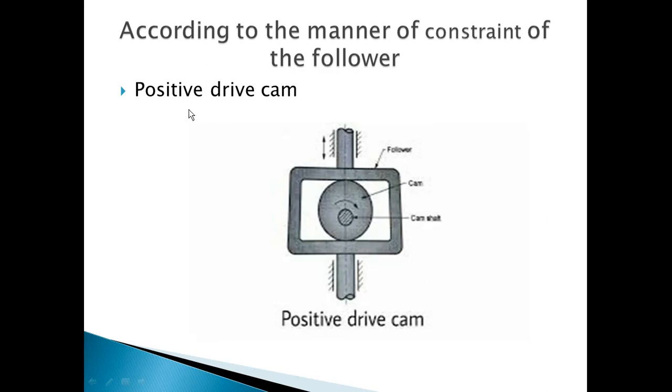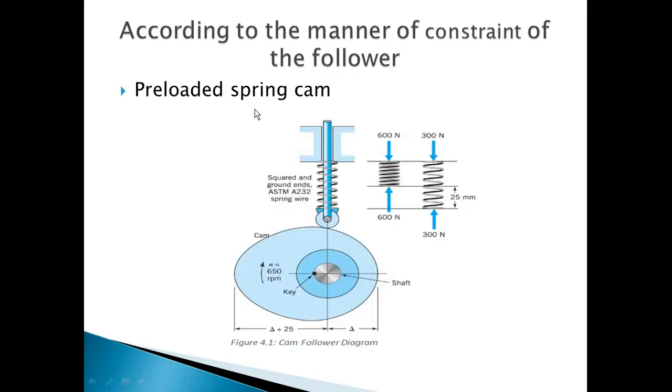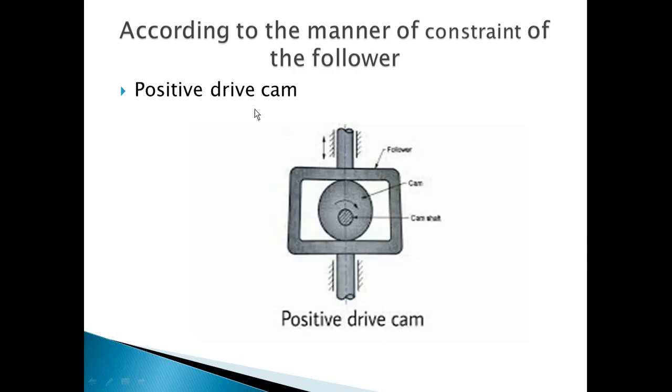The first category is a positive drive cam, and the second one is a preloaded spring cam. So the first one is the positive drive cam. What does positive drive cam mean? It means that there is no loss of point of contact between the cam and follower.